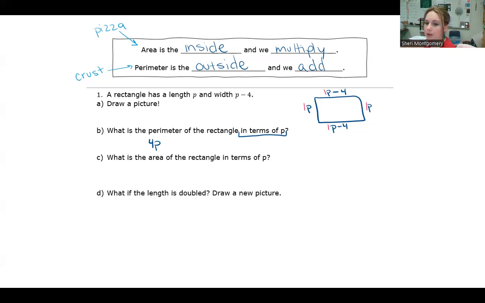And then what about the number parts? We've got -4 and -4. So if we put them together, how much would we have? -8.